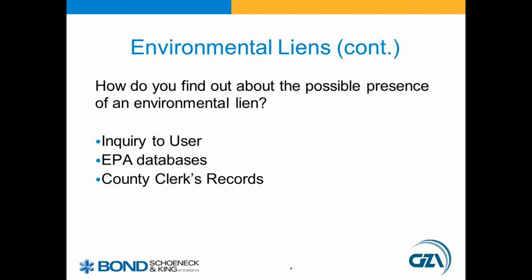Various EPA databases. There was a surplus database which is now being replaced by another federal database, but it's possible to go on the EPA website and find where they have incurred costs. The National Priorities List has those sites which are particularly significant. County clerk's records will let you know whether or not that petroleum lien has been filed that secures that liability for costs incurred in cleaning up the petroleum.